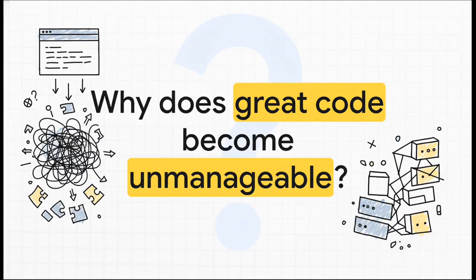You know the feeling, right? You kick off a new project, and the code is just clean. It's beautiful. But then, as it gets bigger, feature after feature gets bolted on, and this chaos starts to creep in. That elegant code you were so proud of becomes a tangled, unmanageable mess. So what gives? Why does perfectly good code go bad?